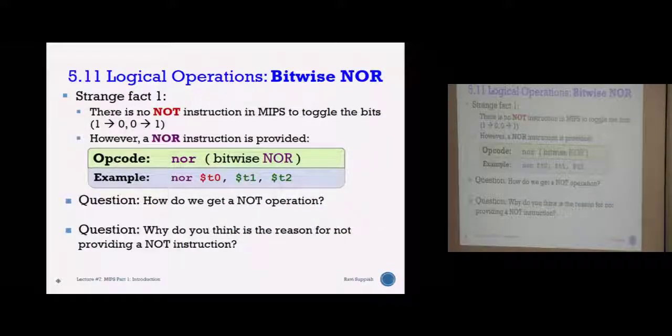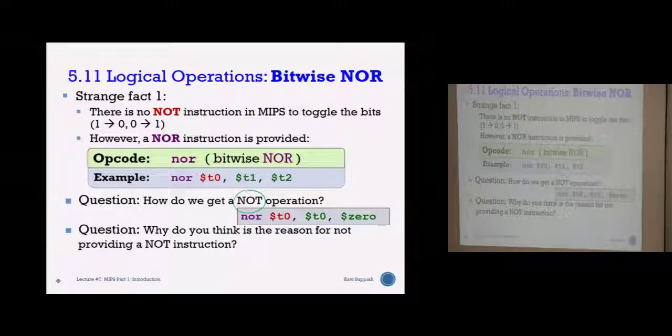Similarly for NOR, how can we use NOR to create instructions here? How do we get a NOT operation? A NOT operation is to NOR with 0. Okay, a NOT operation is to NOR with 0, you get a NOT. NOT is to do the inversion. NOT is equivalent to 1's complement, correct? 1 becomes 0, 0 becomes 1.